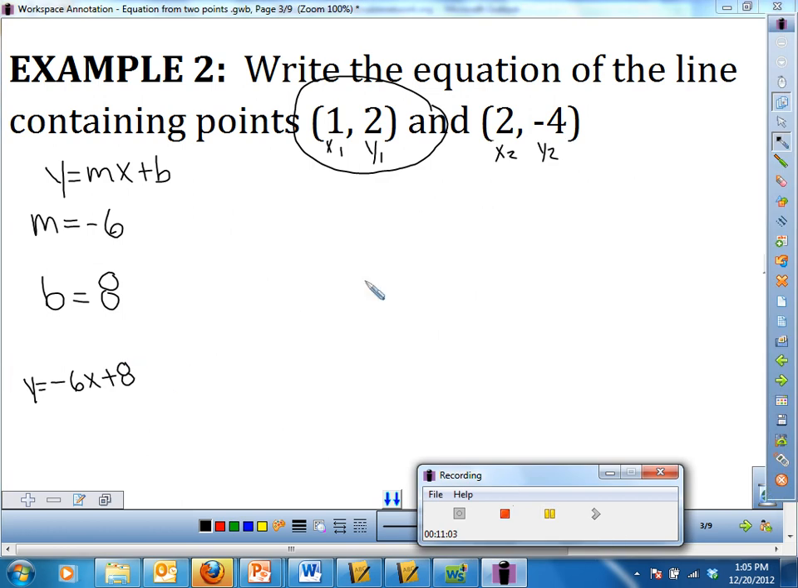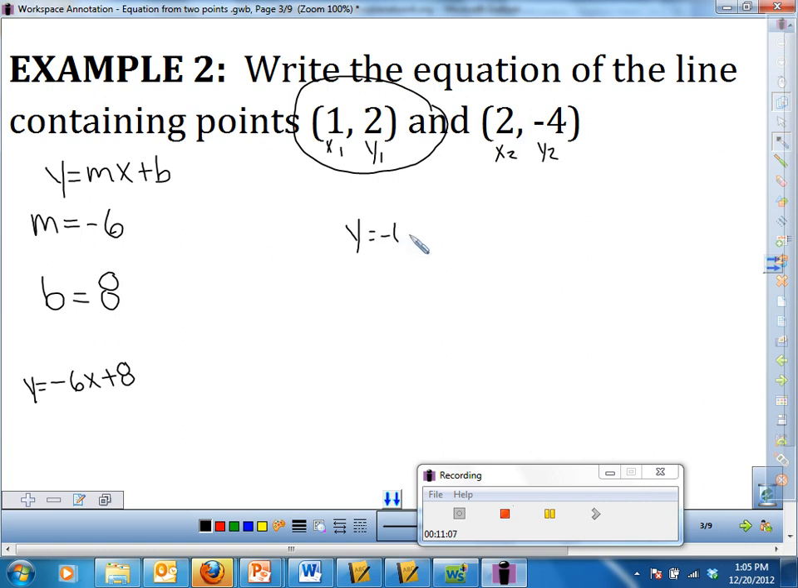I'm going to write out my equation. Y equals negative 6x plus 8. And when I check it, I'm going to use the point that I did not use to find b. So my y value in my second point was negative 4. That equals negative 6. I'm going to write out what my x value in my second point was, which was 2, plus 8.